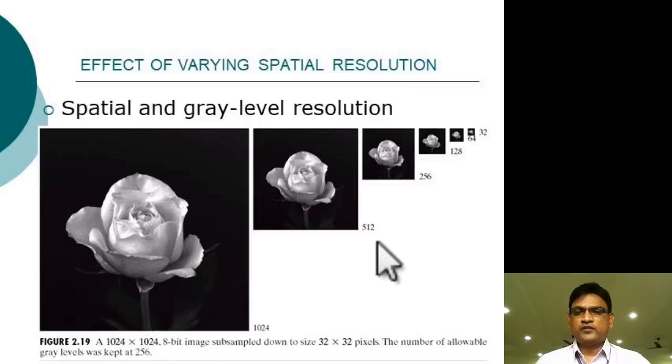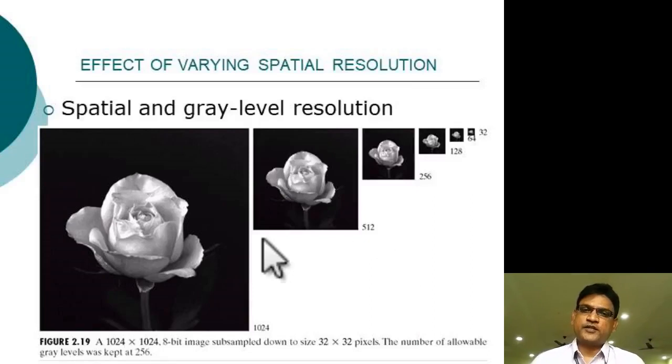So sampling has two effects: one when we are changing the size of the image, and similarly when we are changing the number of gray levels used to represent the image. The first one is the effect of varying spatial resolution. Here we have to define what resolution is. Resolution is defined as the degree of discernible detail. How effectively we can identify the objects present in the image depends upon the number of samples, and also upon the number of gray levels or intensity values.